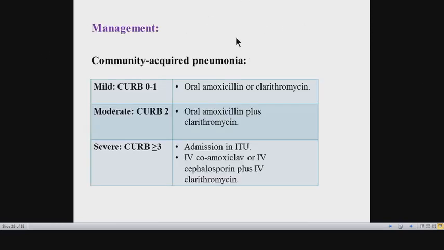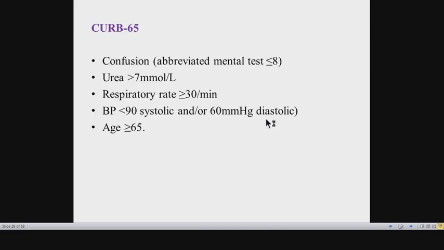So let's talk about the management of pneumonia in general. The management of pneumonia will depend on the category of pneumonia, whether it's community-acquired pneumonia, hospital-acquired pneumonia, or aspiration pneumonia, because in each category there are specific organisms which can be causing the pneumonia. For that reason, the antibiotic choices, the empirical therapy, will be different for each category of pneumonia. When you talk about community-acquired pneumonia, our empirical antibiotic therapy will depend on the CURB score. It will depend on the severity of pneumonia.